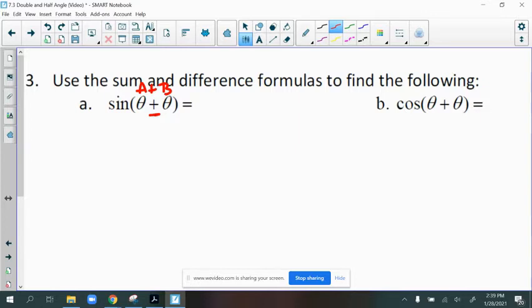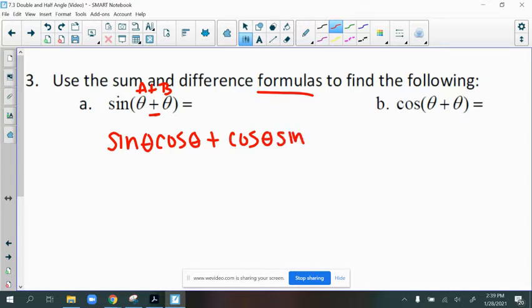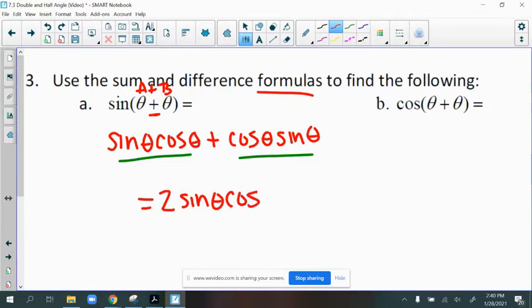So if you use your sum and difference formulas, then I would say the sine of A, which happens to be theta, times the cosine of B, which happens to be theta, plus the cosine of A, which happens to be theta, times the sine of B, which happens to be theta. Well, hopefully you can see that this is the exact same thing as that. With multiplication, the order doesn't matter. And so really what you have is 2 sine theta cosine theta. I have 2 of them.